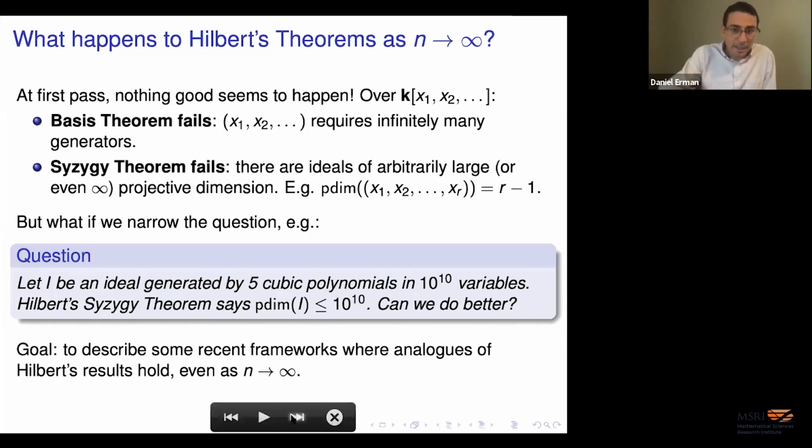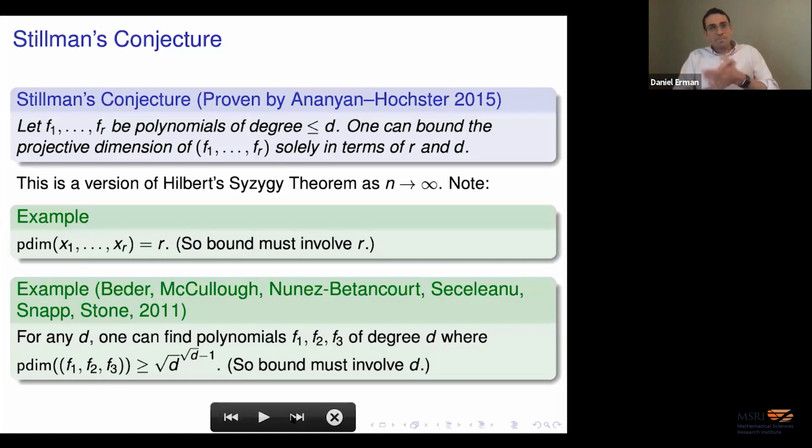All right, so let's move to Stillman's conjecture. I'll spend a bit of time on this slide, and this is an essential one because we'll come to it a lot. Stillman's conjecture is a generalization of the question I asked on the previous slide. So I want to study r polynomials of degree at most d. Like on the previous slide, it was 5 cubic polynomials, but now we'll take r and d. And the question is, can you bound the projective dimension of such an ideal solely in terms of r and d? In other words, without using Hilbert's bound, without referencing the number of variables you're working with.